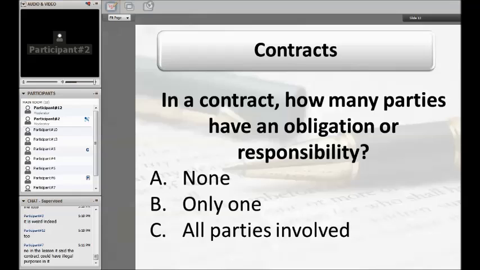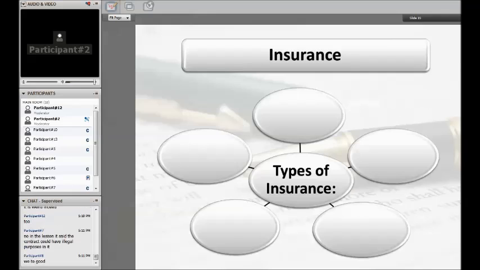In a contract, how many parties have a legal obligation or responsibility? Is it none? Is it only one? Or is it all parties involved? A, B, or C? You got it. You guys are fabulous. It is C. Everybody involved has a responsibility or an obligation.